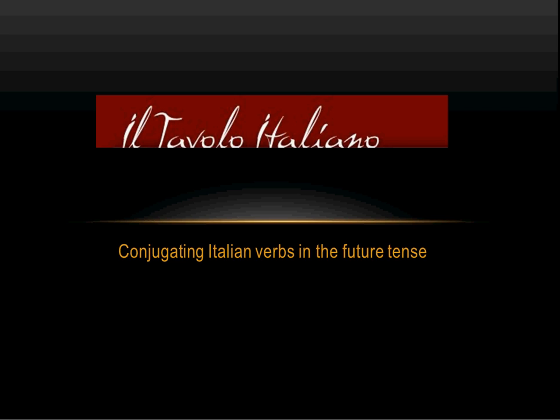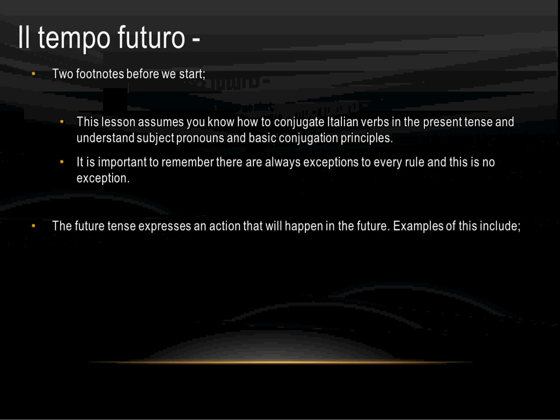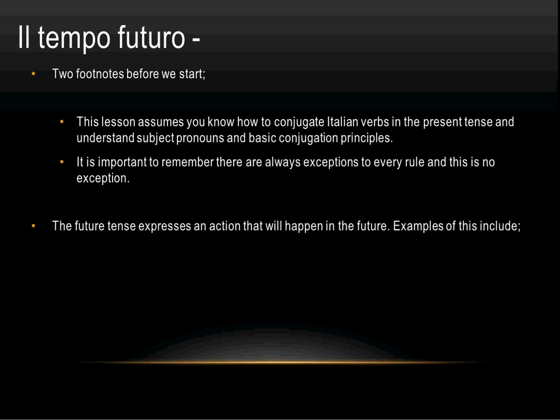Today we're talking about conjugating Italian verbs in the future tense. Two quick footnotes before we start. This lesson assumes you know how to conjugate Italian verbs in the present tense and understand subject pronouns and basic conjugation principles. If you're not sure about those things, you might want to go back and first view one of our earlier videos on subject pronouns and conjugating in the present tense. Also, it is important to remember that there are always exceptions to every rule, and this is no exception. There are exceptions to this rule as well.